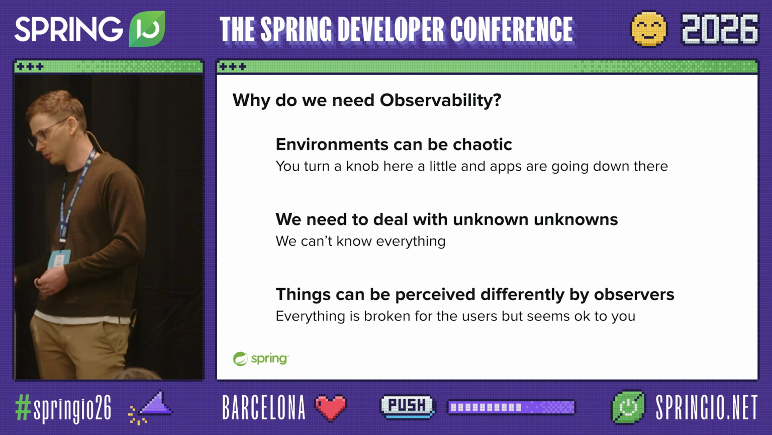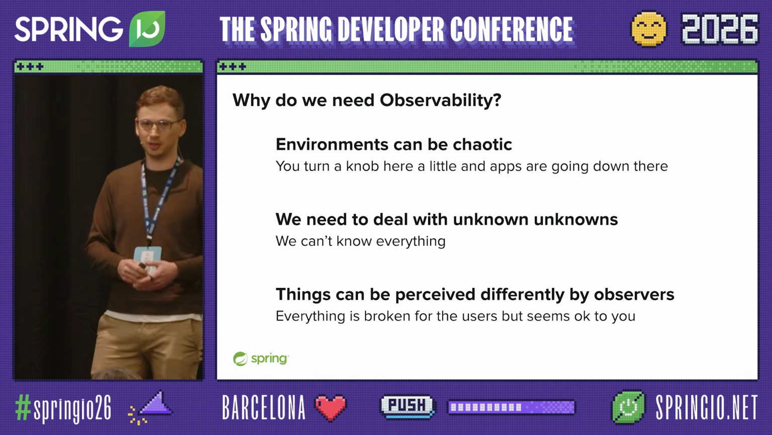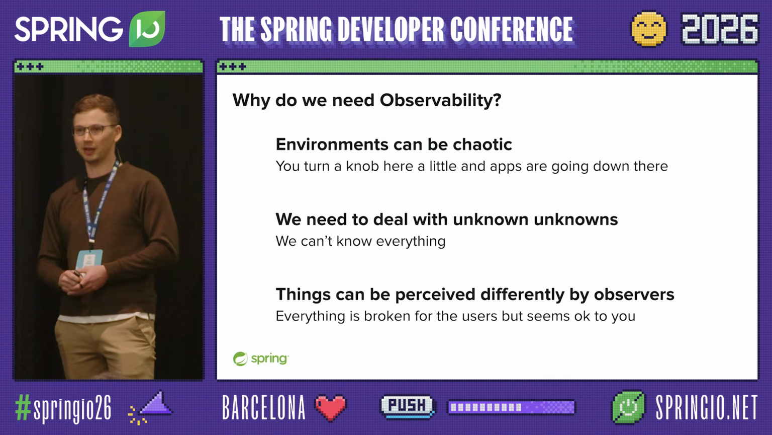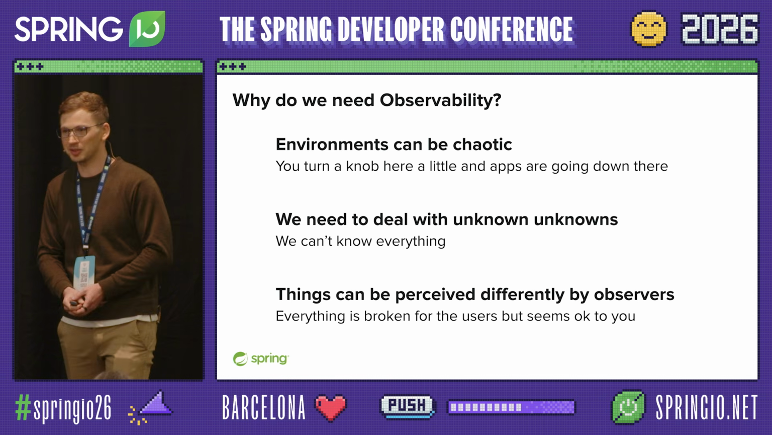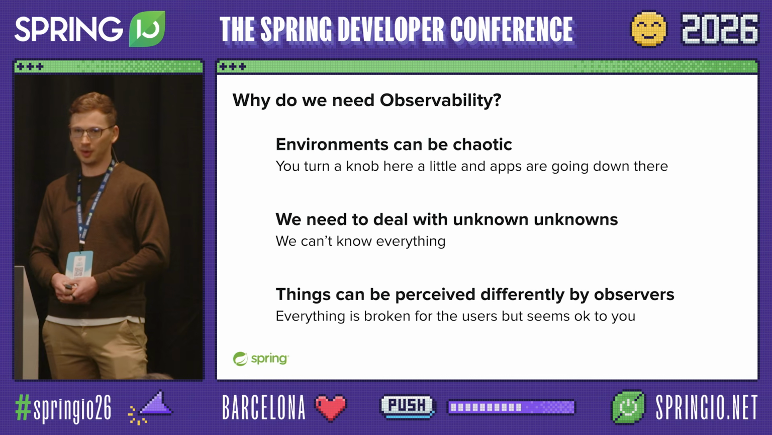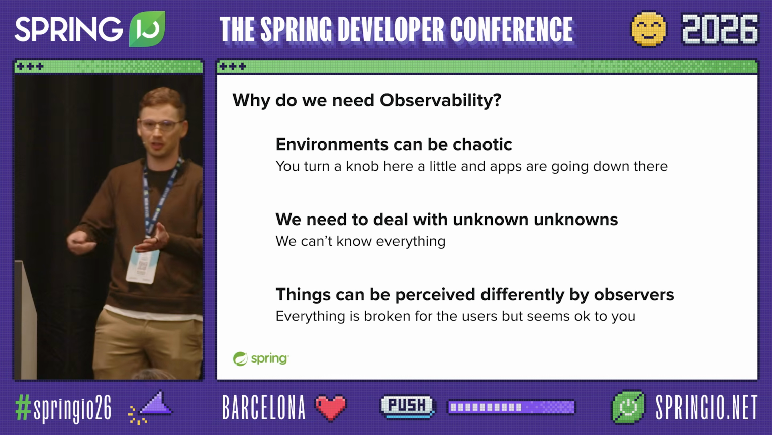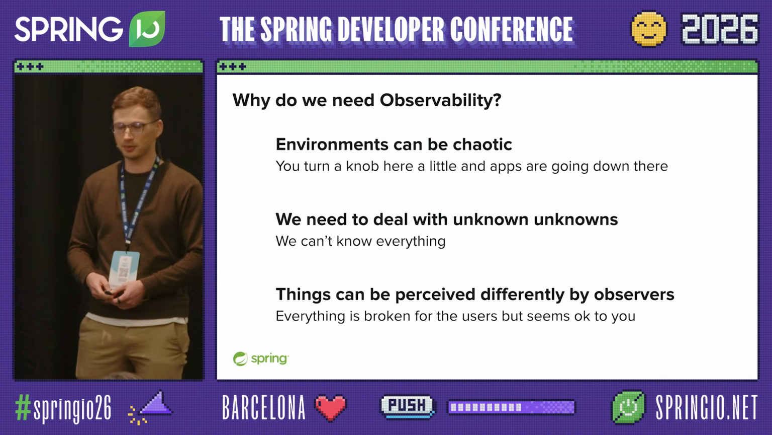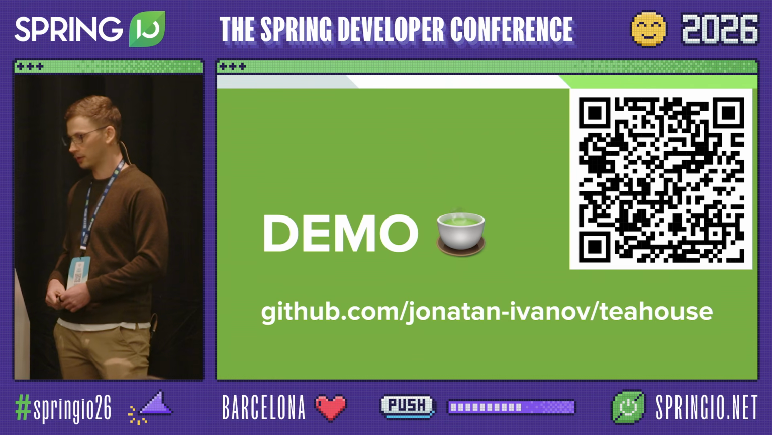And things can be observed or perceived differently by different observers. So this is the classic, it works on my machine. A user tells you, hey, I tried to add this item to cart and it didn't happen. And then you go and try it and it works. Can you just say the problem's solved? No, of course not. Your user can't add an item to the cart. And so you have to be able to figure out why that's happening. You have to even know that that's happening because you're not standing right behind all of your users watching them do things, right? So this is what observability can enable for you and why it's so important that you have this. So let's go ahead and take a look at a demo.